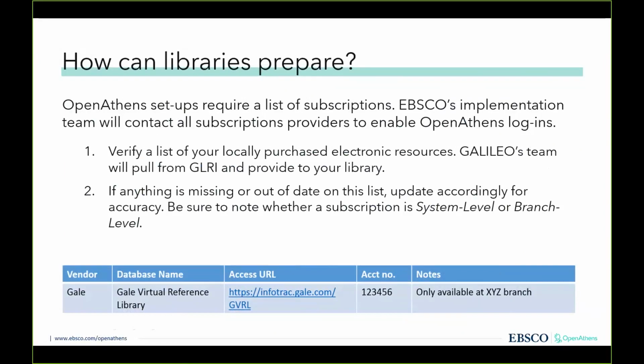We'll need you to verify a list of any locally purchased electronic resources. Galileo's team outside of that will pull from GLRI and provide that to your library so you can confirm that it is full and accurate and complete. If anything's missing or out of date, we'll just need you to update that list so we have an accurate and full list of your subscriptions up front because that is the information that our teams will be using to reach out to vendors and set up access for.